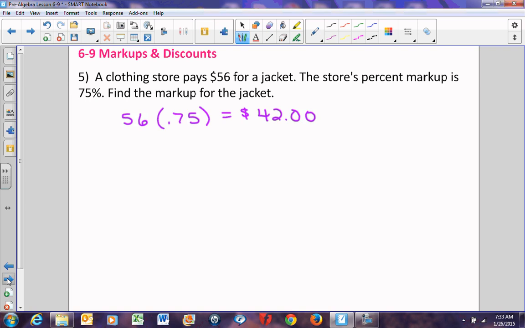As you can clearly see, it's very good to understand percent of markup and discount. That way, when you go to the store and purchase something, you know you're actually getting the entire discount you're supposed to get. Sometimes those computers are not always right.